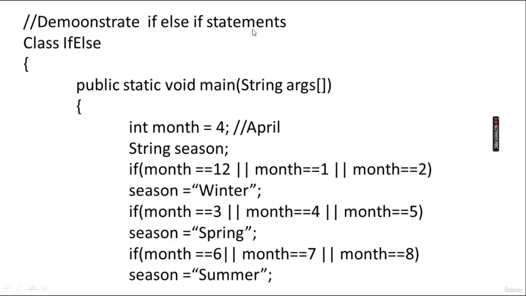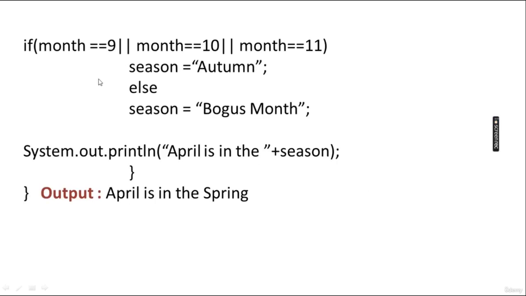The next if else ladder example: int month is equal to 4. Month is what? April, spring season. So what is the condition? If month is equal to 12 or month is equal to 1 or month is equal to 2, season will be winter. If month is equal to 3, 4, or 5, season is spring. If month number is 6, 7, or 8, season is summer. And lastly, if month is equal to 9, 10, or 11, season is autumn. Else season is equal to bogus month.